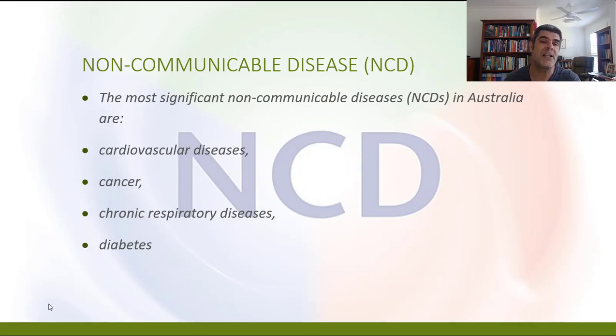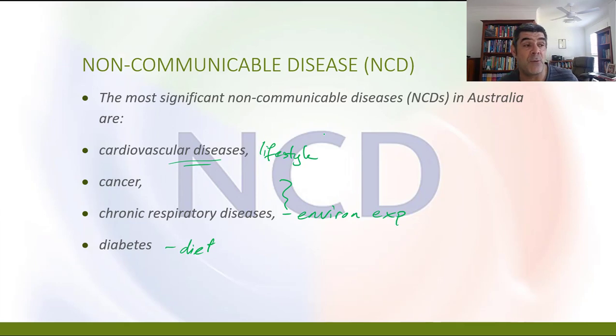And the most common of these are cardiovascular disease, cancer, chronic respiratory diseases, and diabetes. So you can see we've got things that are related to diet, things that maybe are related to environmental exposure, and that's very much the case for cancers as well. And for cardiovascular diseases, very much factors that relate to lifestyle. And that's why these things are really important.